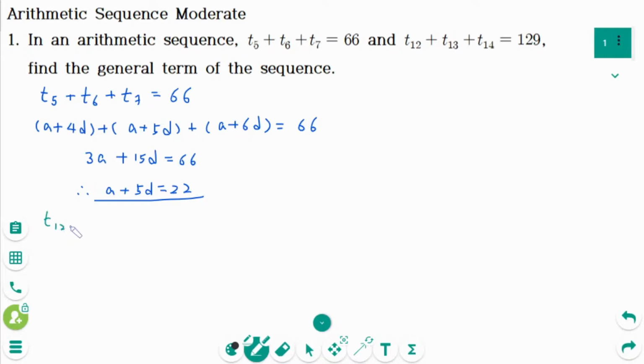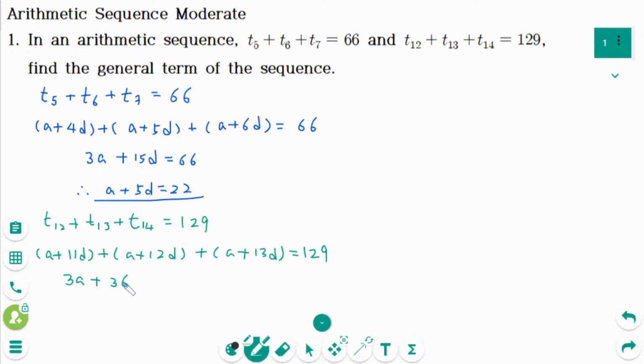Then T12 plus T13 plus T14 equals 129. Then we can rewrite as A plus 11D plus A plus 12D plus A plus 13D equals 129. Then add them together: 3A plus 36D equals 129. Then divide by 3 on each side. Now we have A plus 12D equals 43.